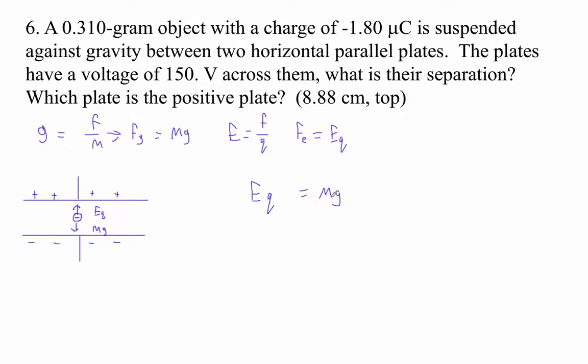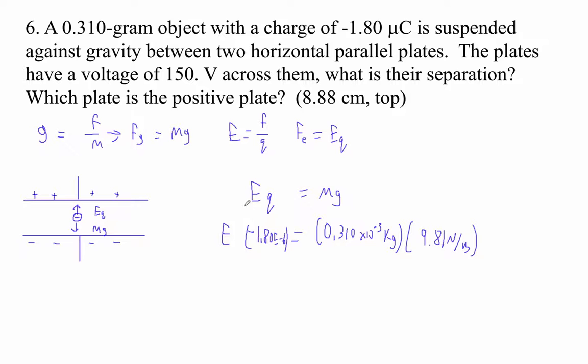Okay, and we know some of these things. The mass is 0.310 times 10 to the minus third kilograms. That's kind of a funny way to say the mass, but there it is. The gravity, we're on Earth, so it's 9.81 newtons per kilogram. And the charge is negative 1.80 times 10 to the minus sixth, so E minus 6. That's the charge.